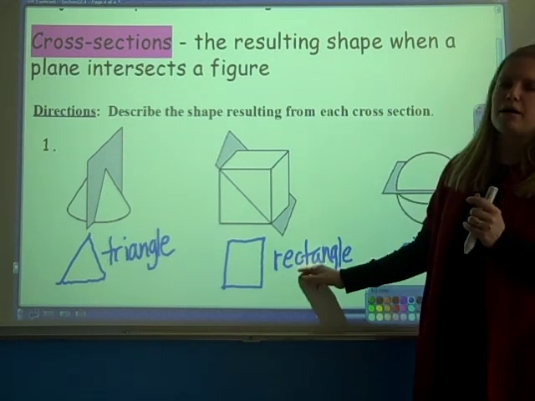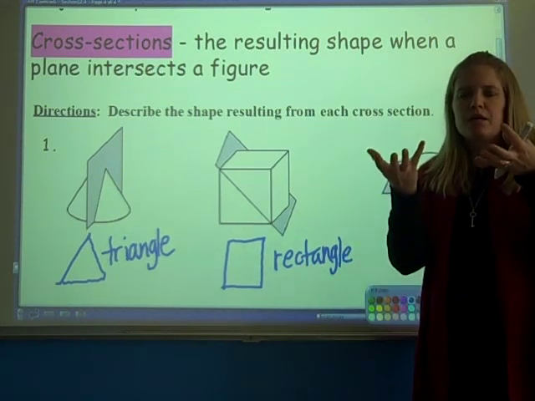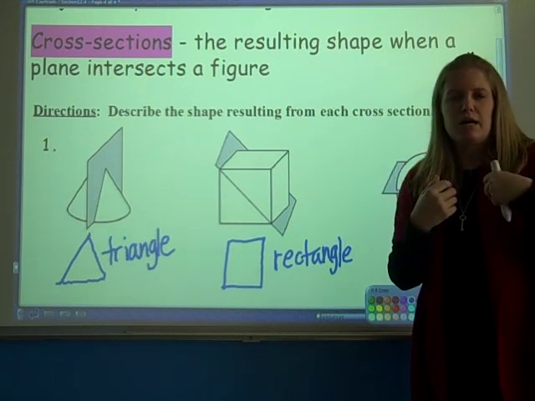Okay, and we're going to talk more about cross sections and look at some 3D shapes that we have in class.